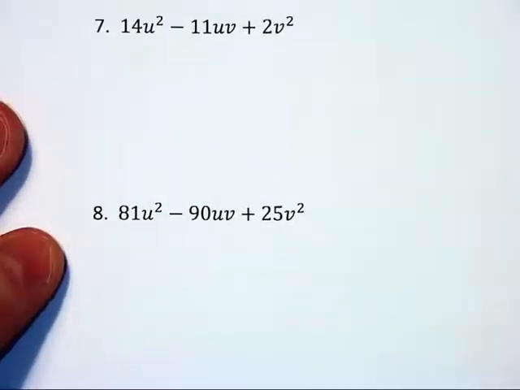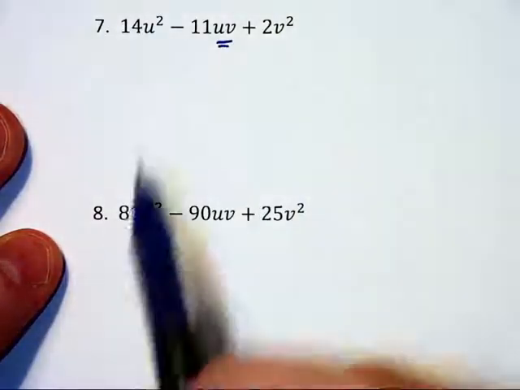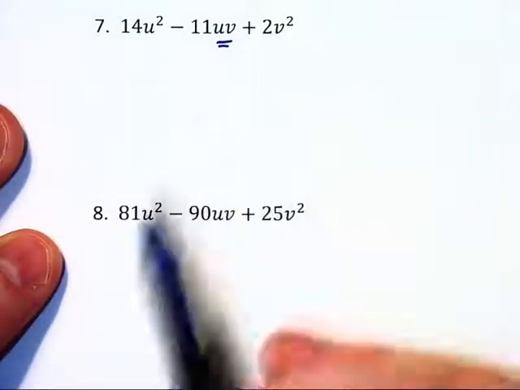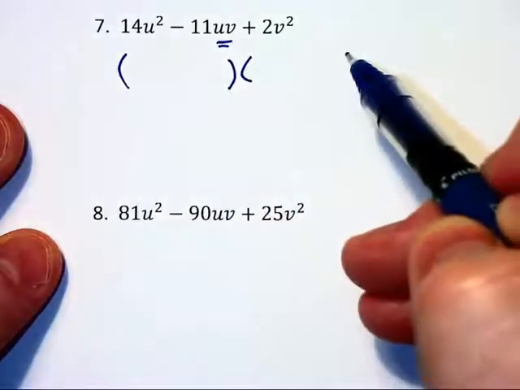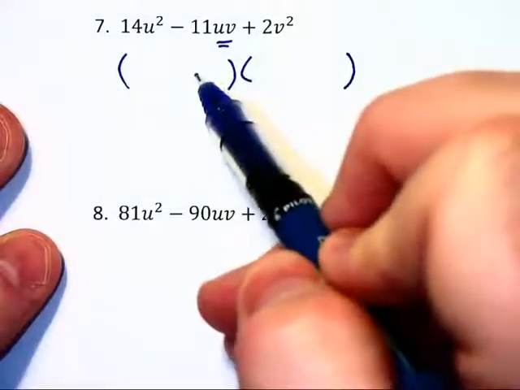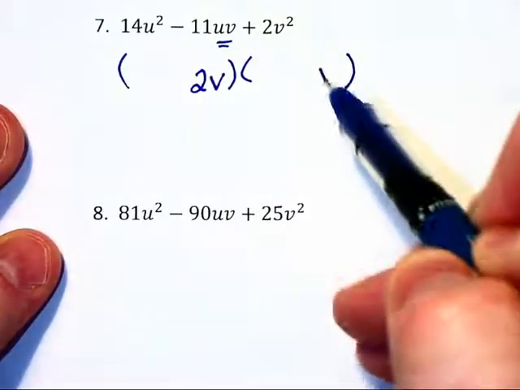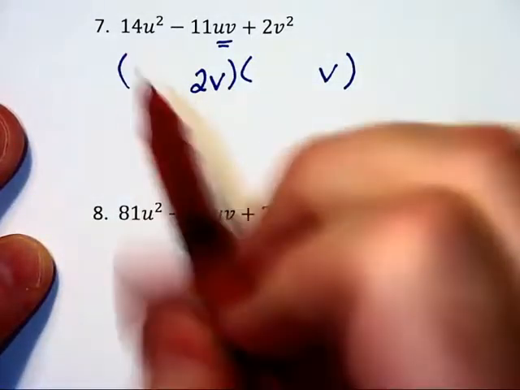For this next problem, I see that I've got a uv in the middle, so I'm going to have two variables to deal with. I don't have any GCF that goes into all three terms, so I'm going to have to break this into a trinomial and unfoil it. I notice that 2 is a prime number, so it's going to have to be a 2v and a 1v at the end of the parentheses. And then I've got to play around with how I break out the 14.